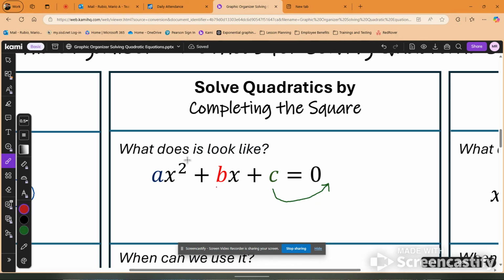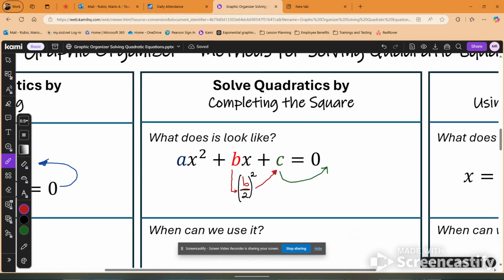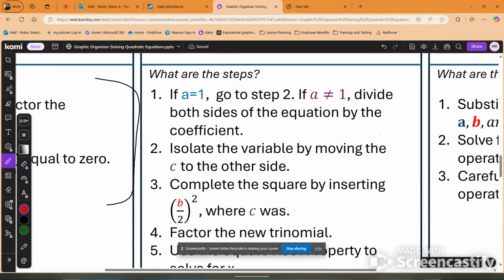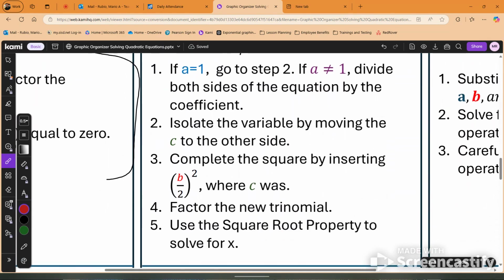And then the coefficient, whatever number is in front of the x, we're going to take it and divide by 2, then we're going to square it, and we're going to replace whatever was there with this quantity. You'll have a new trinomial, we're going to simplify that, and then we'll factor it just like we did with factoring. Let's look at the steps for this. What are the actual steps for completing the square? This is what I want you to write down in your graphic organizer.